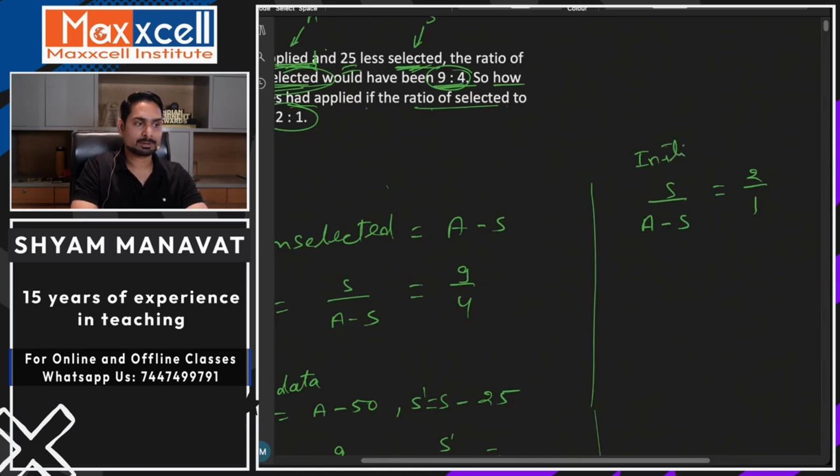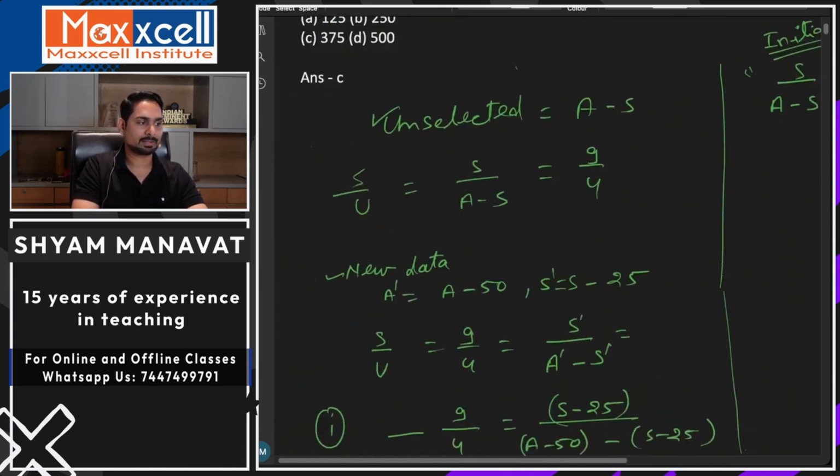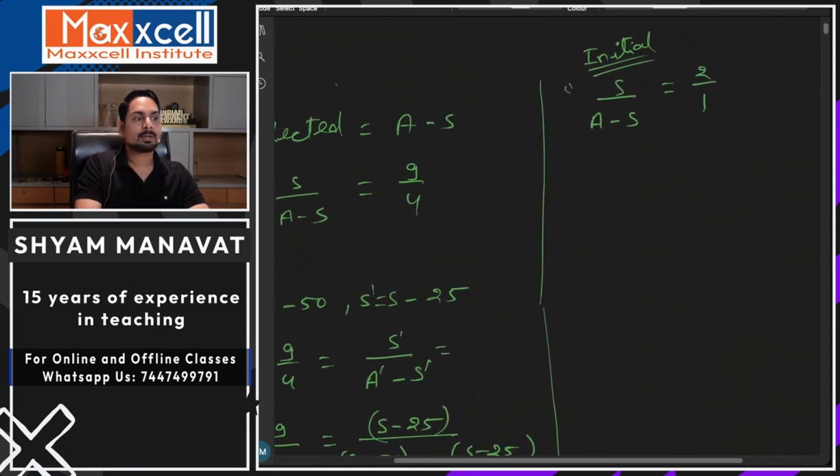ये मैं नहीं बोल रहा हूँ, ये क्वेश्चन बोल रहा है. ओके, सो डोंट से कि आप ऐसा क्यों बोल रहे हो. क्वेश्चन सेड इट वाज, तो पहले ऐसा था, अब नया ऐसा हो गया, न्यू डेटा ऐसा हो गया. Easy है. Now having this condition I can simplify and get the value of a upon s.